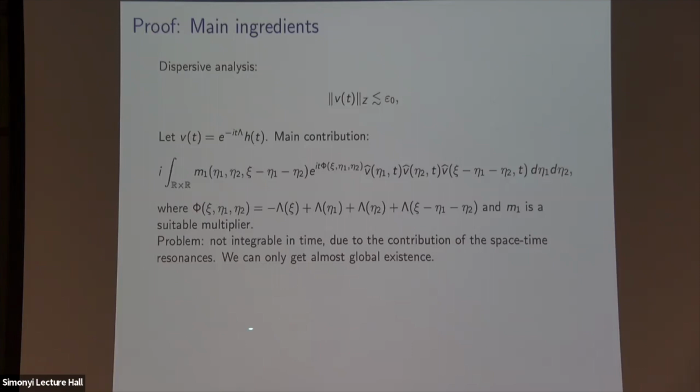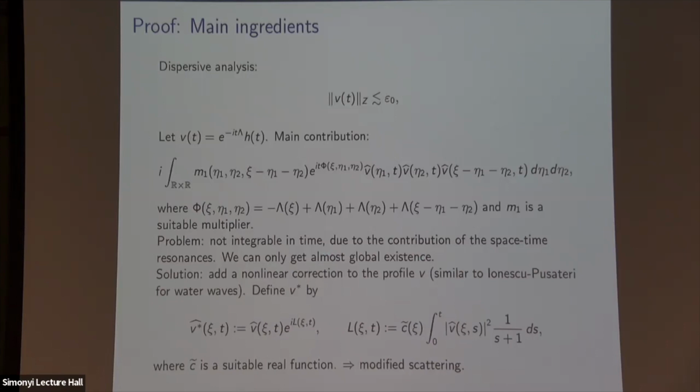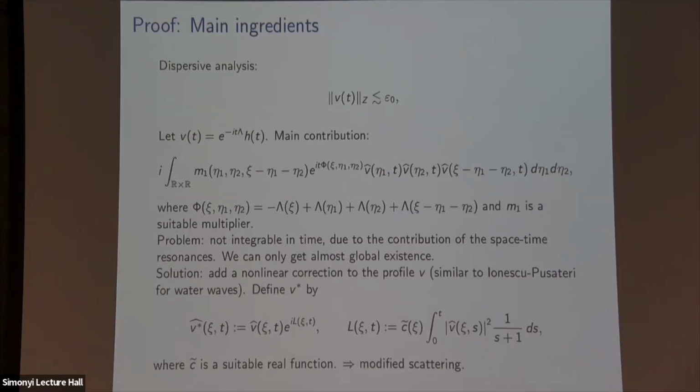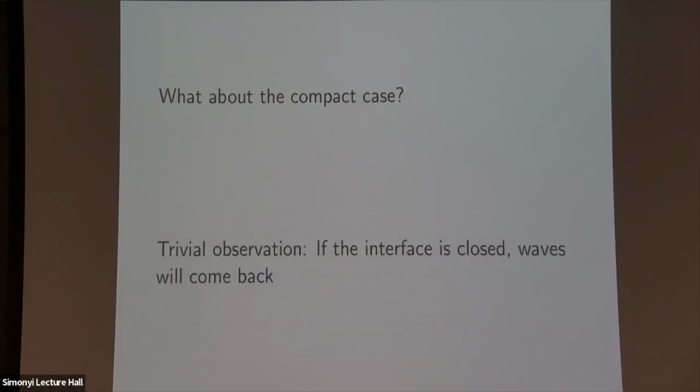So that would lead to just almost global existence, but we can get away by choosing a nonlinear correction to the phase. This is similar to what Ionescu and Pusateri did for water waves. And if we do that and we choose this correction to the phase, which has the right imaginary versus real part, then we can get modified scattering, and we can improve on the decay and not have to worry about the space-time resonances.